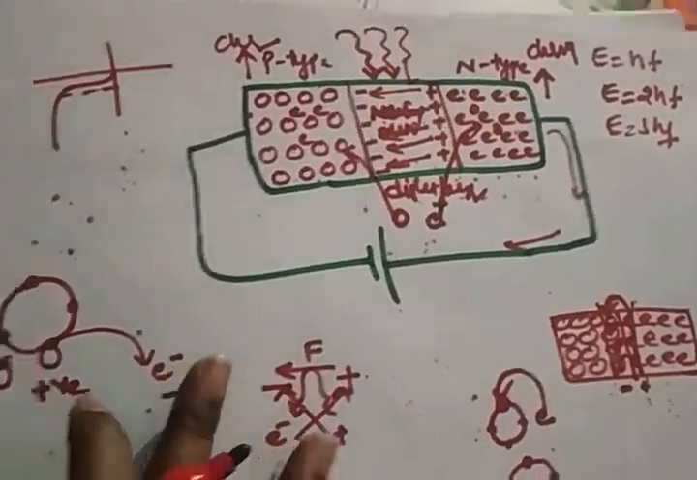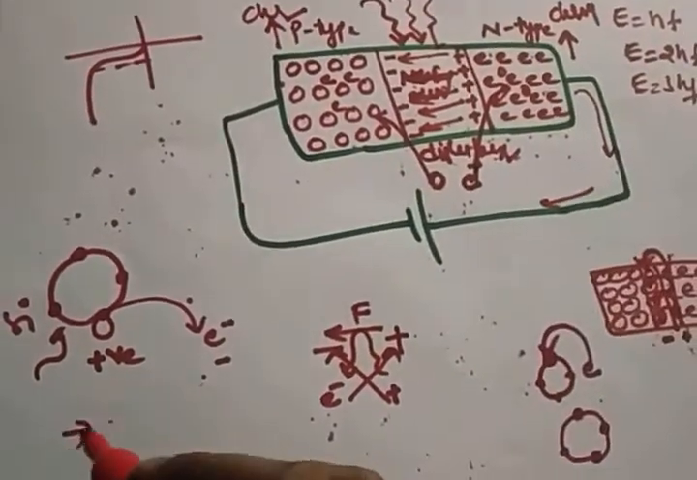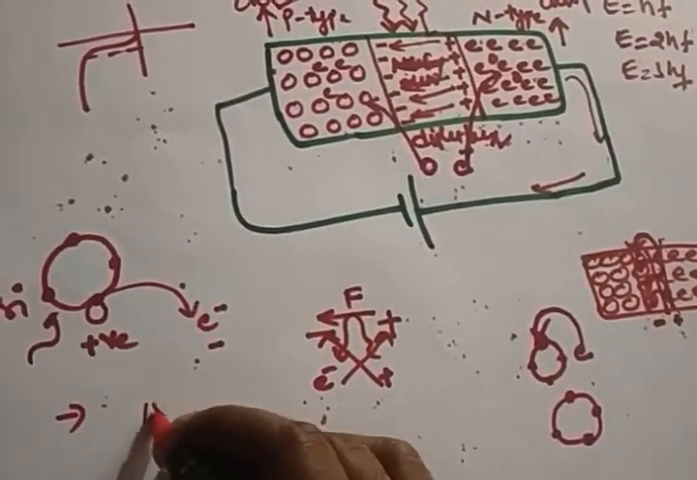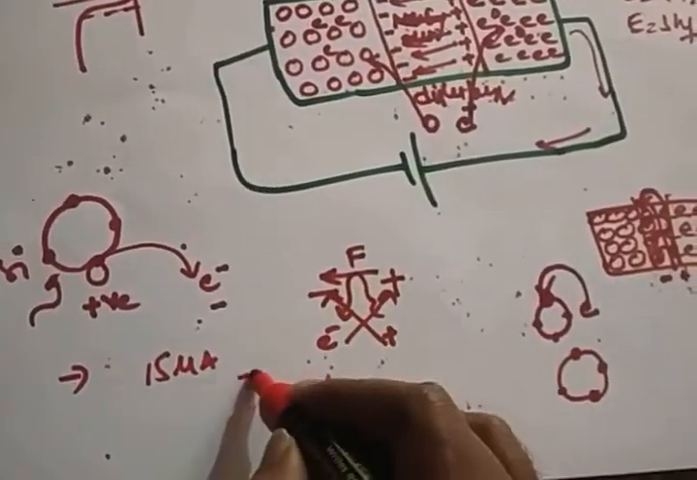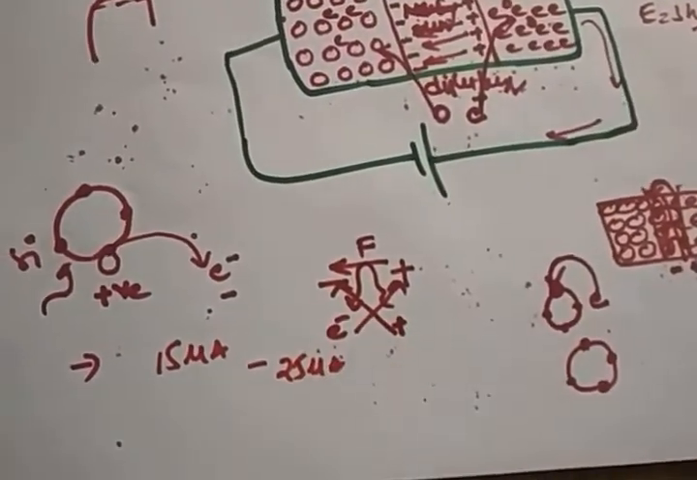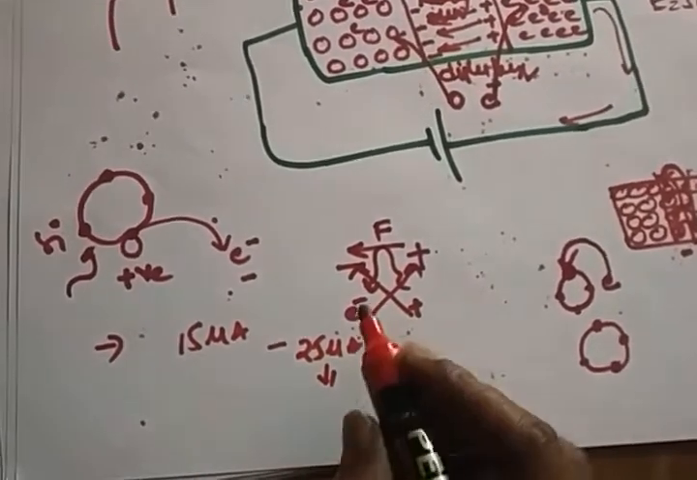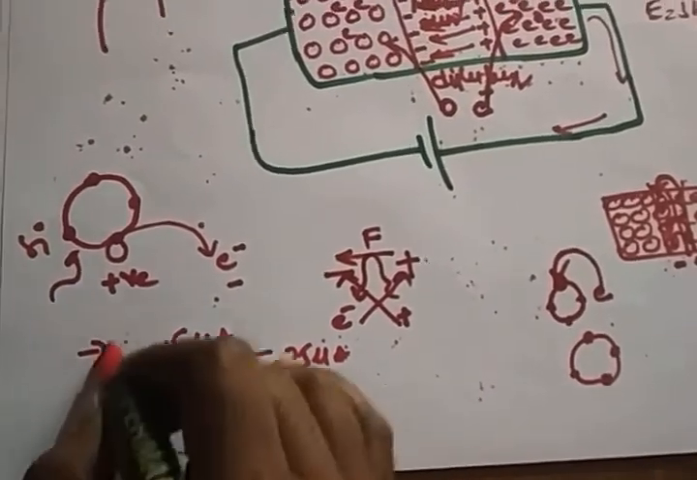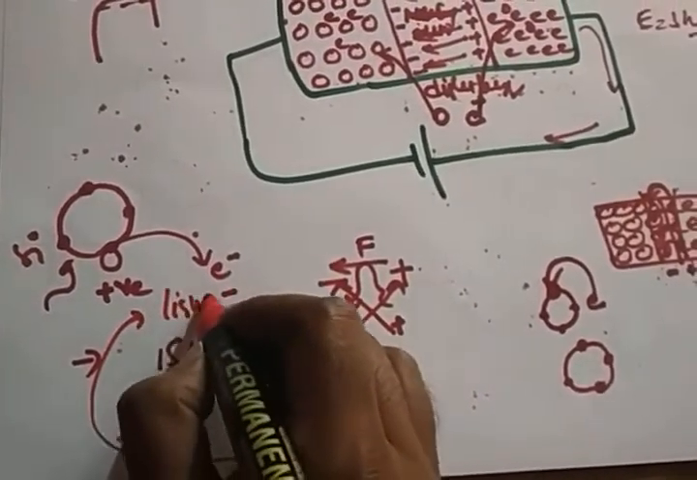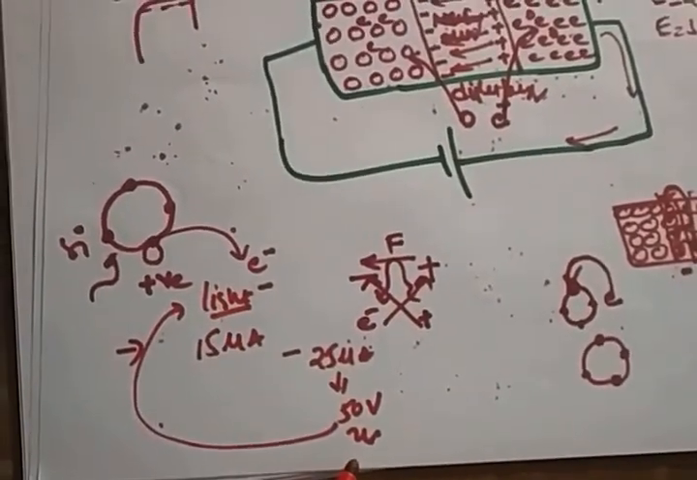I hope it's clear. Whatever the light that you applied, it will increase the number of charge carriers. Suppose before the light the current is 15 microamperes. When you apply light, the current is 25 microamperes. This 25 microamps can be calibrated by the voltmeter, and you will get 50 volts. This 50 volts is analogous to the light that you apply, so the light is converted to voltage.